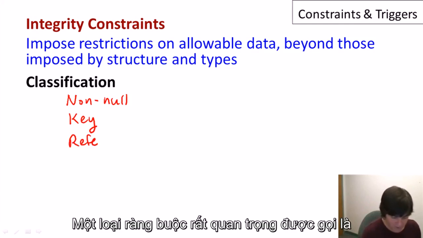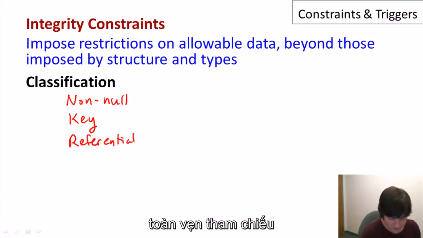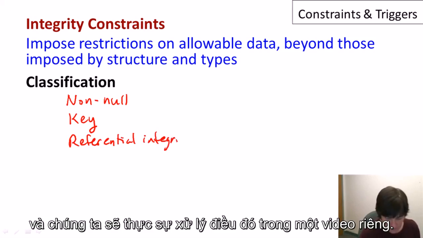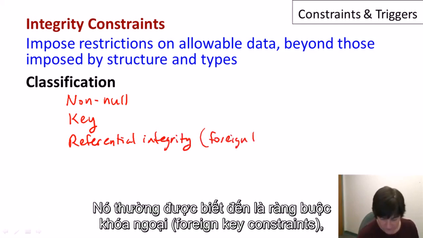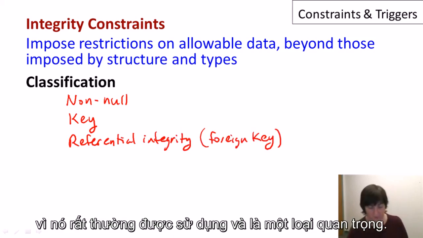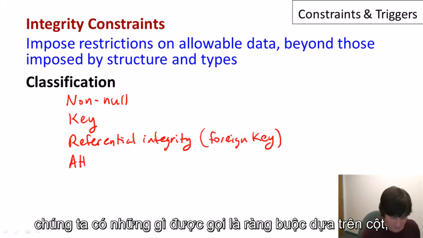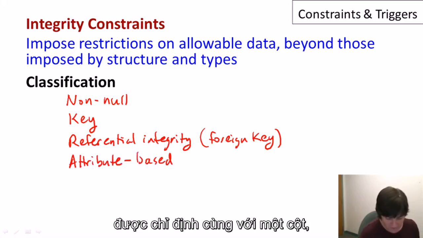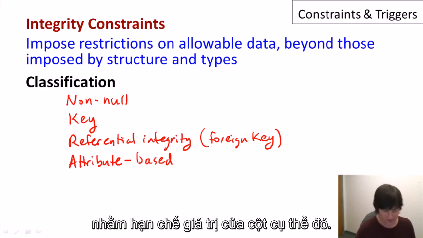A very important type of constraint is called referential integrity. And we're actually going to treat that in its own video. It's sometimes known as foreign key constraints because it is a very frequently used and important type. Next we have what are known as attribute-based constraints. And these are constraints that are specified along with an attribute, constraining the value of the particular attribute.